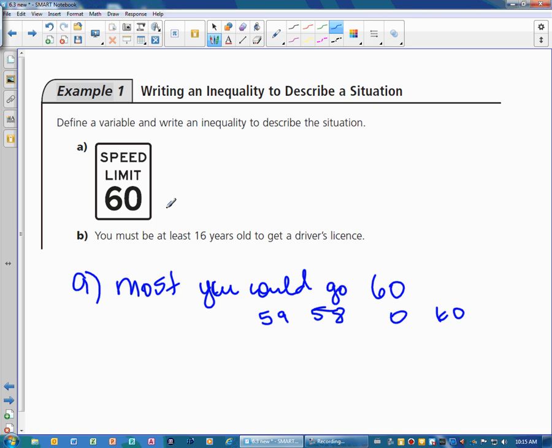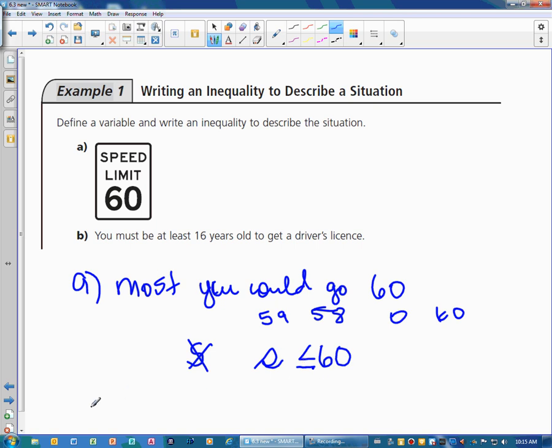Okay, so because we're talking about speed, let's use S, and I'm not going to use this kind of S because often it looks like a 5. I'm going to use a script S. And S can be at most 60. It can't be bigger than 60, okay? It can't be 61. The most you can go is 60. 60 is the utmost highest it can be. And remember that Pac-Man always wants to eat the biggest number. So 60 is going to be the biggest it can ever be, but it can also equal 60. So an inequality that could describe the speed limit of 60 is S is less than or equal to 60.